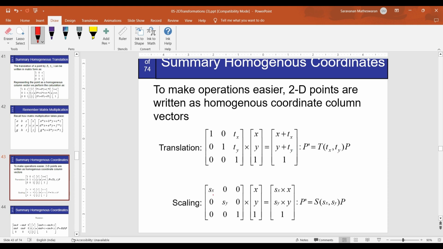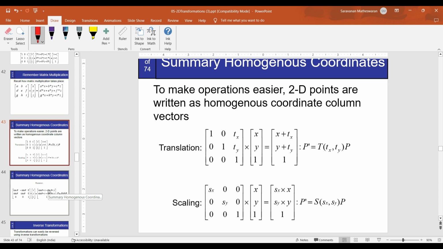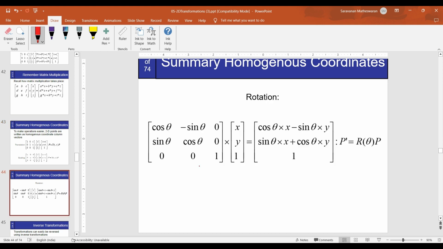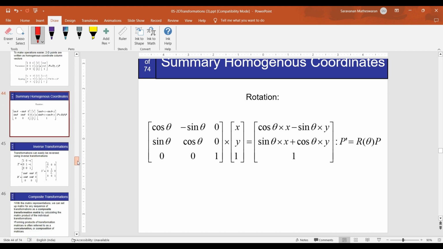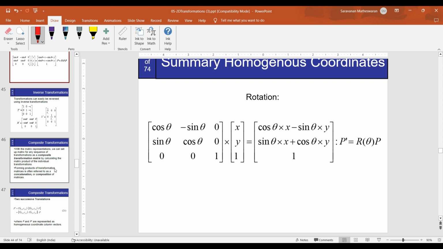When I apply the scaling value, we have s of x and s of y as diagonal values, and multiply s of x and s of y. Here translation is addition, and scaling is multiplication. For rotation, the formula is cos theta, minus sin theta, sin theta, cos theta, and the coordinates are added here. Inverse transformation is also available, but it is not required for you.